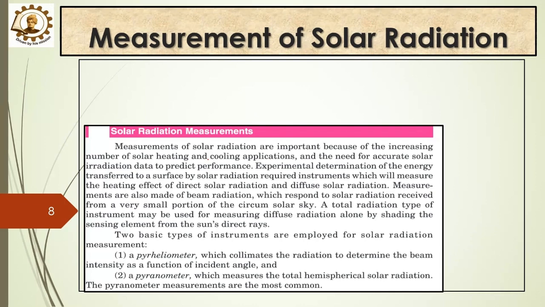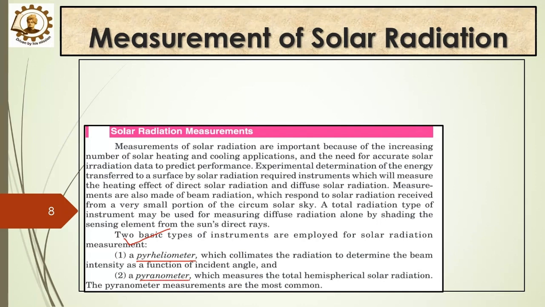Because once we know how much radiation is coming at a particular place, this is very much needed for design engineers to design certain solar collectors that need to be placed at that particular location longitude. So there are two basic types of instruments. The names are very important: a pyrheliometer and a pyranometer.